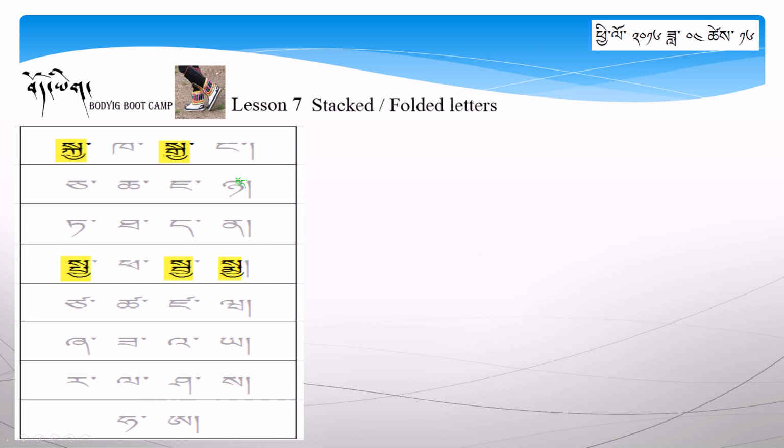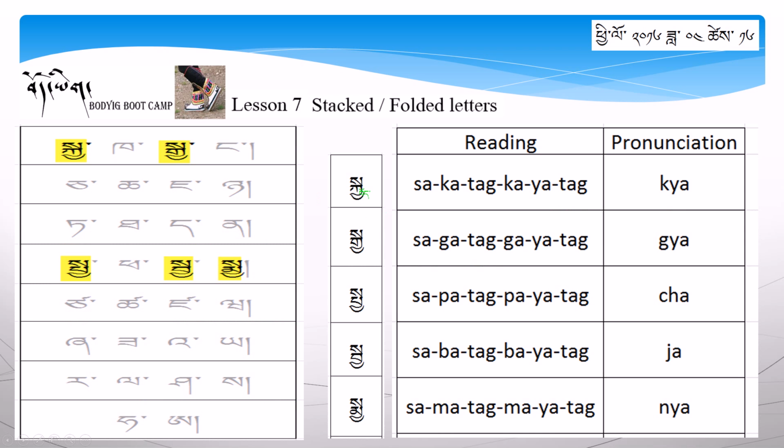Okay, so the next is sakata, kayata, kya, sakhata, kayata, gya, sapata, payata, cha, saphata, payata, ja, samata, mayata, nya. And then the same thing here. Sakata, kayata, kya. Sapata, payata, cha. Sapata, bayata, ja. Samata, mayata, nya.